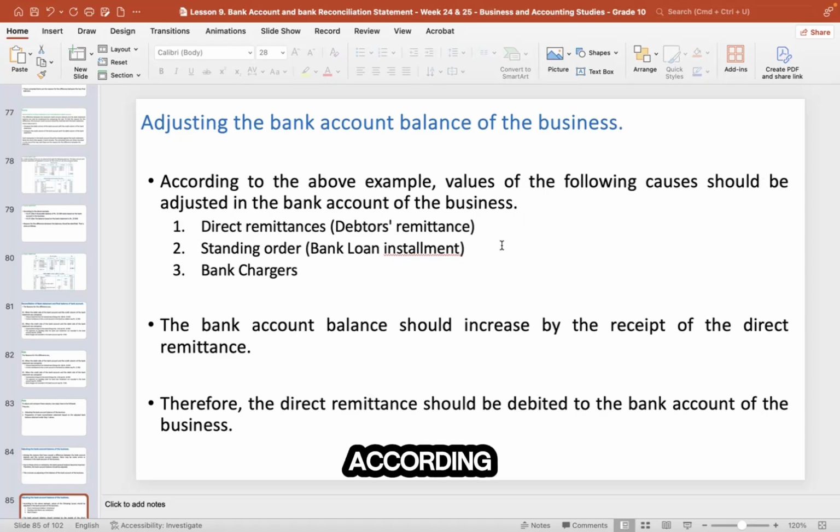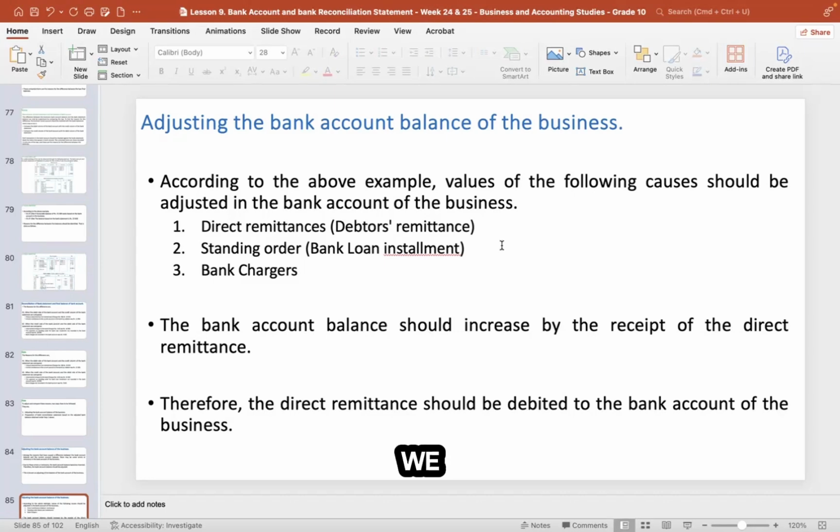According to the above example, the values of the following items should be adjusted in the bank account of the business. Now, direct remittances, standing orders, and bank charges are recorded only in the bank statement, whereas they are not recorded in the bank account. The bank account balance should be increased by the receipt of the direct remittance. Therefore, direct remittance should be debited to the bank account of the business.